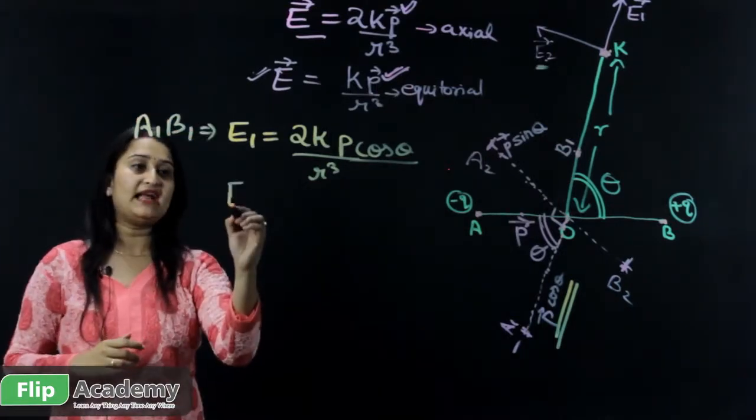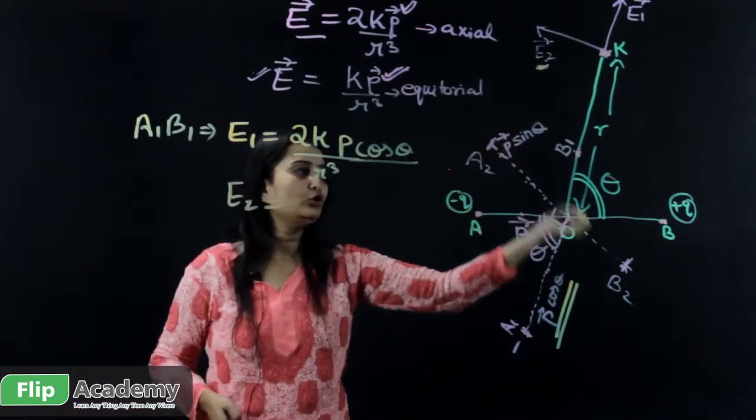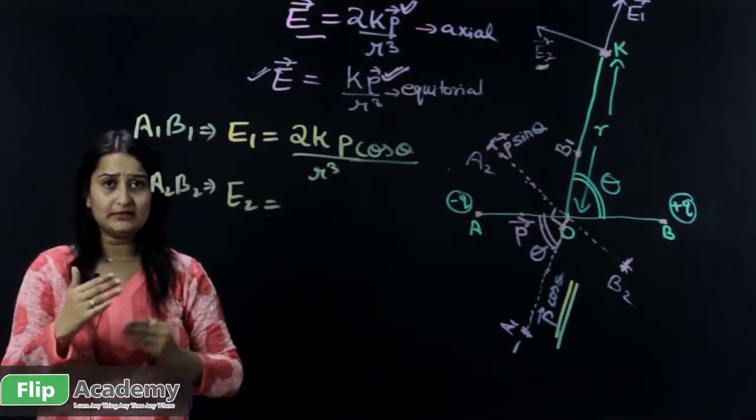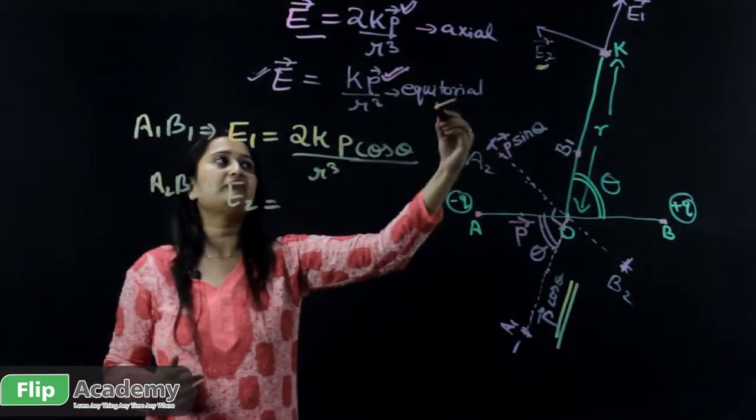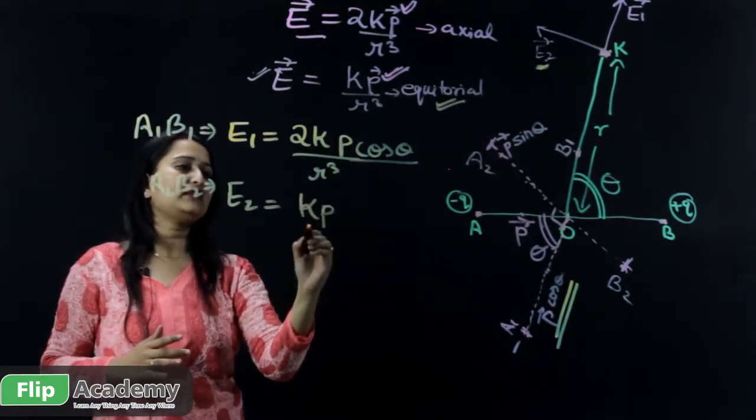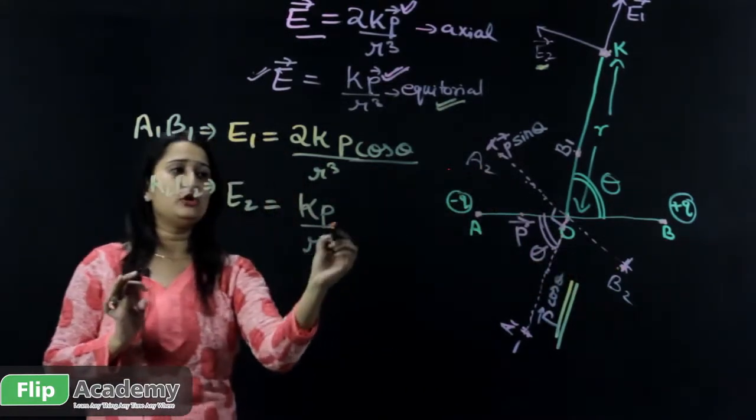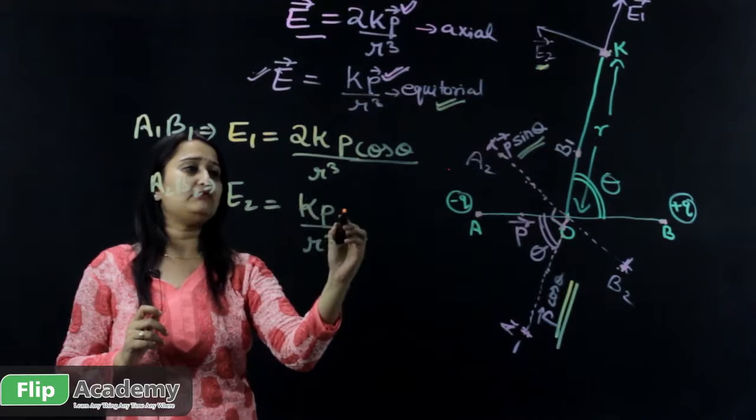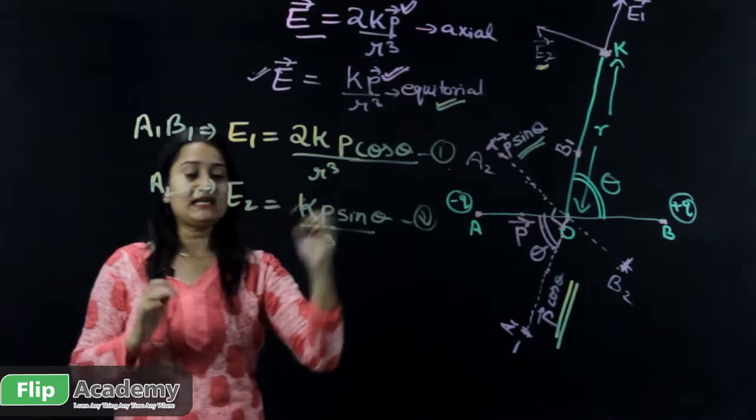Similarly, you have to find the value for E2. Now, this E2 is the electric field which is created by A2 and B2. And what are A2 and B2? This becomes the equatorial line for point K. So we already have worked upon the formula for the equatorial line. Now using the same formula, we have to put kp upon r cube. But in this condition, along A2 and B2, the dipole moment is changed. Now it becomes P sin theta. So instead of P, we are going to write P sin theta. So this is the first equation, this is the second equation.